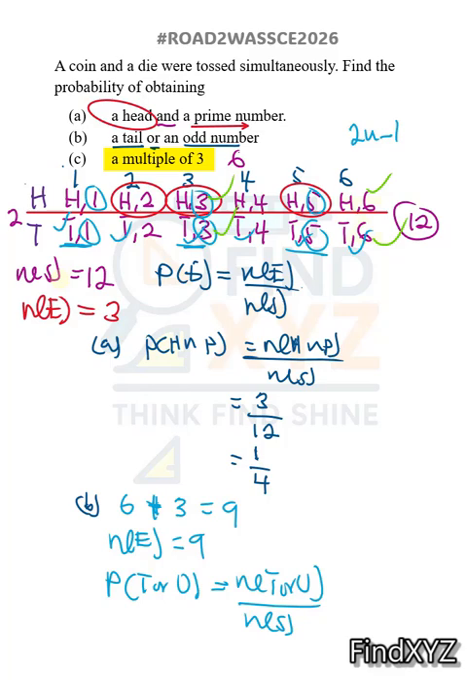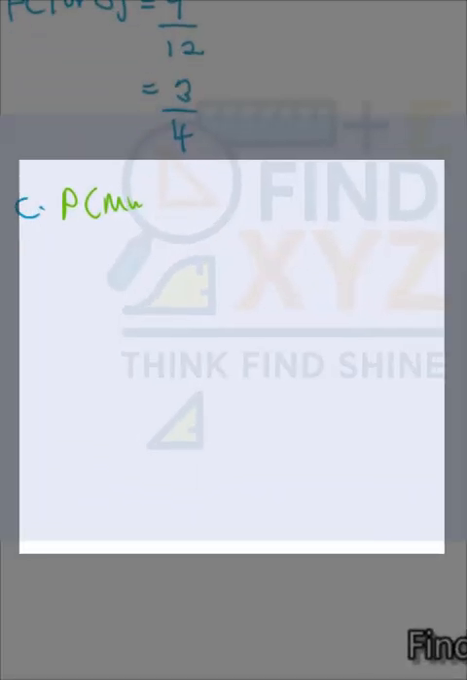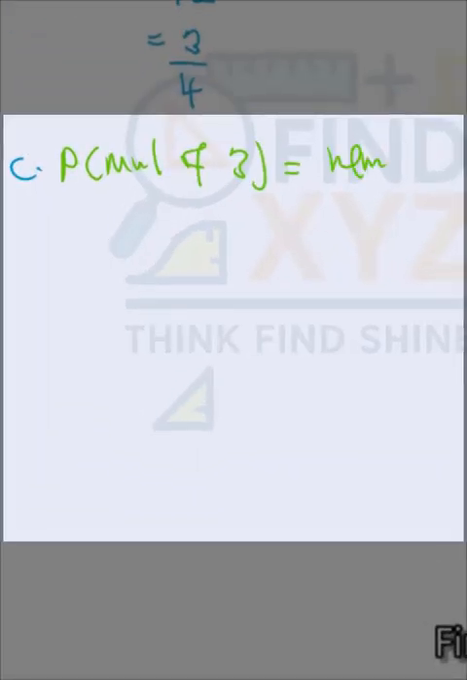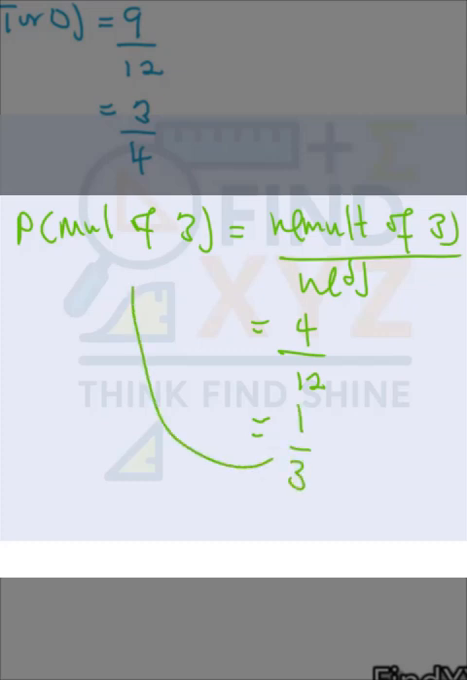Then what is the sample space? The sample space, as you already know, is 12. So the probability of getting a multiple of 3 is the number of multiples of 3 over the number of sample. The number of multiples of 3 is 4, and the number of sample is 12. So we can simplify this. How many 4 are in 12? That is 3. So we have 1 out of 3. That represents the probability of selecting a multiple of 3.